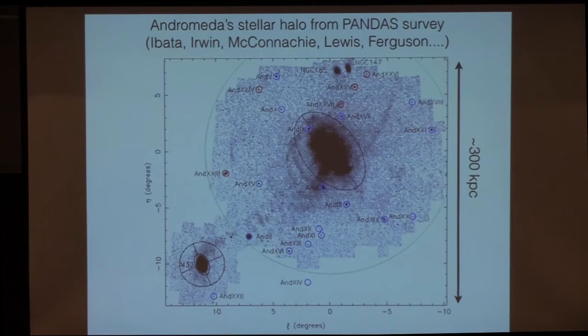Right. Exactly. That's done with telescopes? This was done with the CFHT, Canada, France, Hawaii telescope, which is in Hawaii. So it's a ground-based telescope.